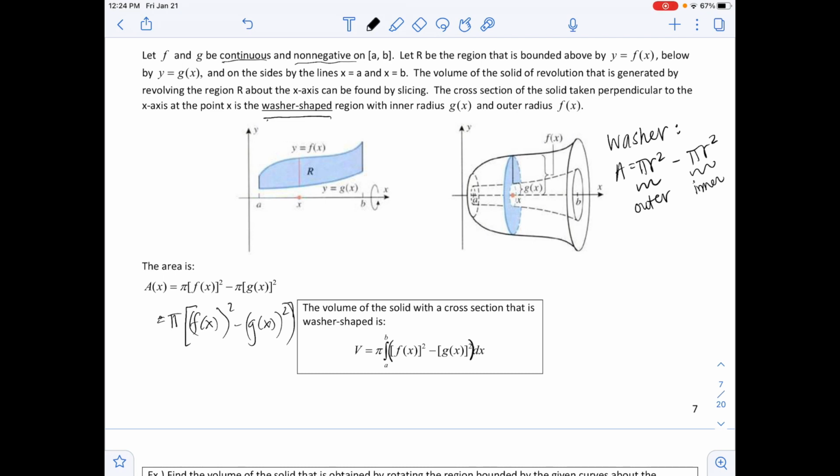And so this box right next to that says the volume of a solid with a cross section that is washer shaped is going to be V equals pi times the integral from a to b of f of x squared minus g of x squared dx. Again, we are rotating this around an x-axis, and the width would be that delta x.